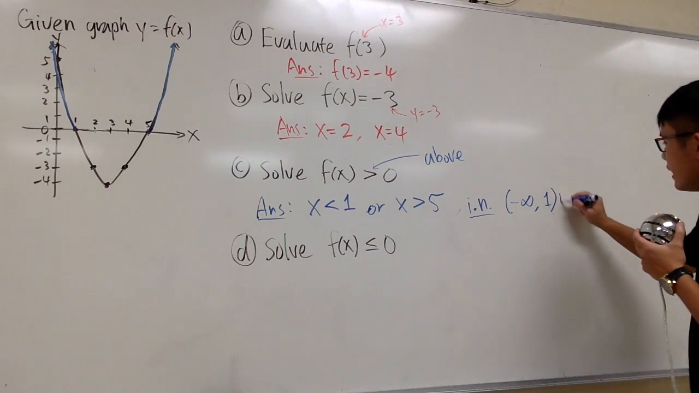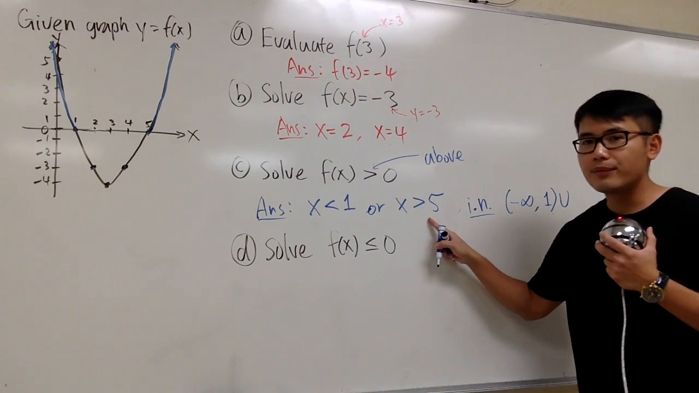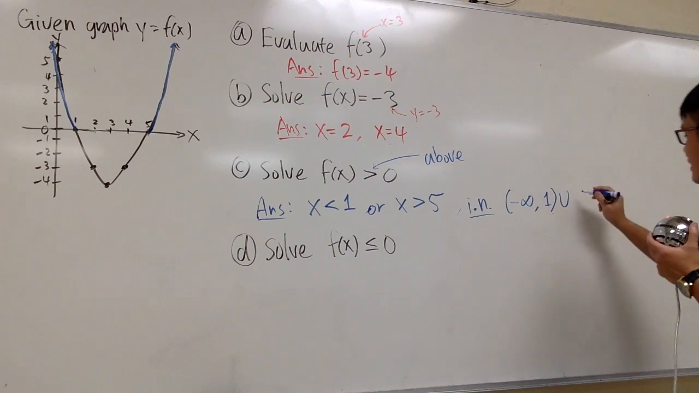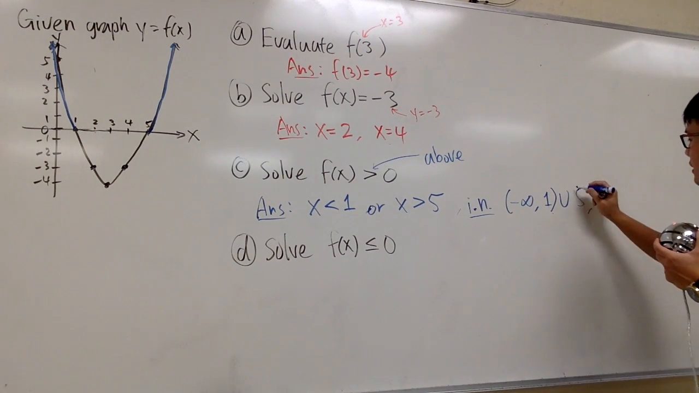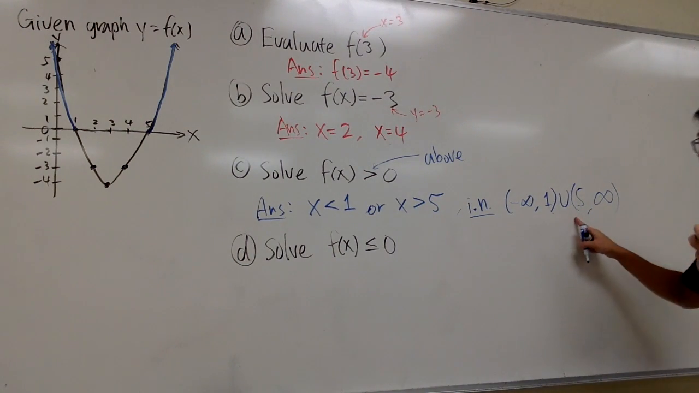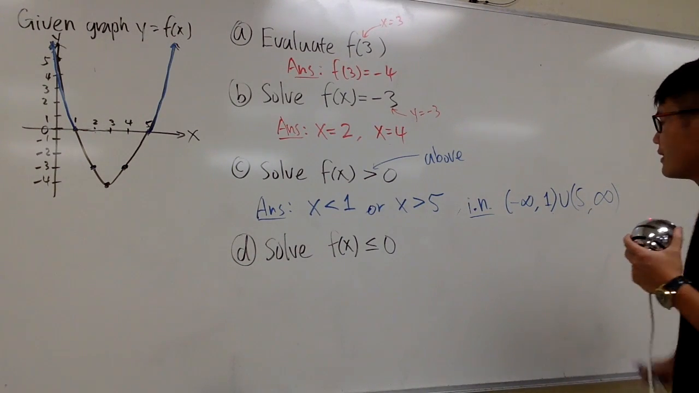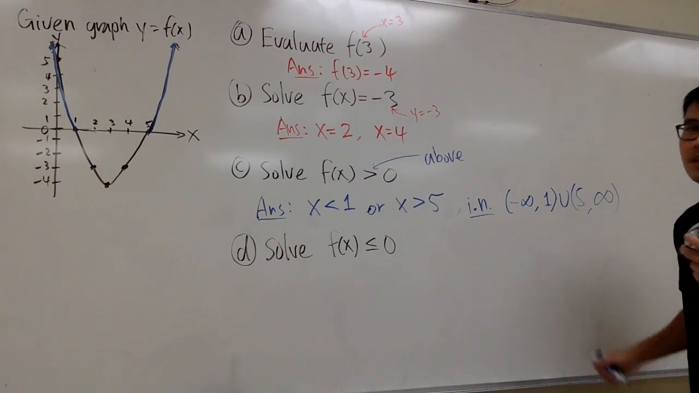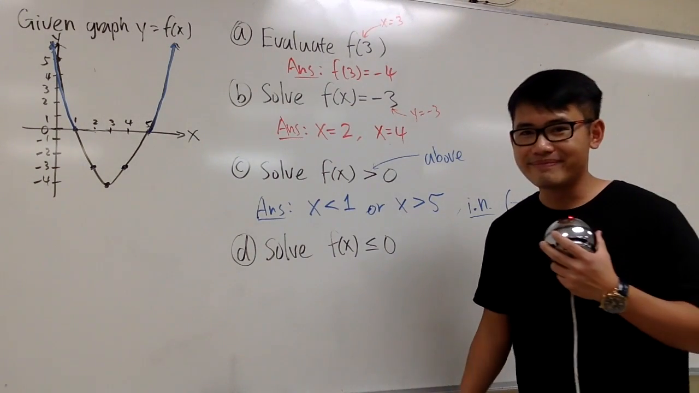Or is the union, and then from 5 to positive infinity, right? So we put 5, infinity, and parentheses, because right here we don't have the equal sign, so not including the 5. And for infinity, negative infinity, we use parentheses all the time.